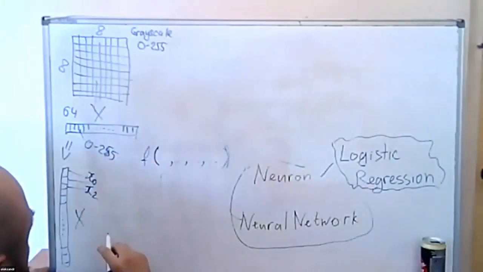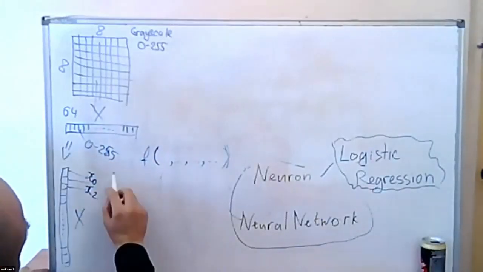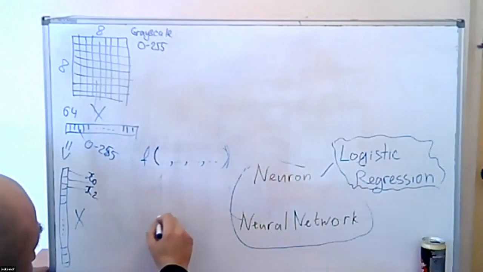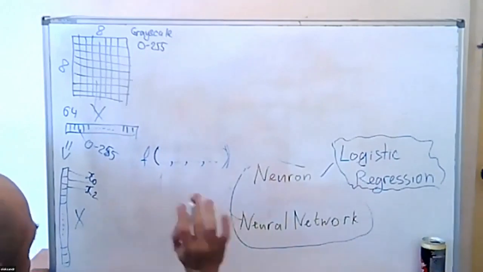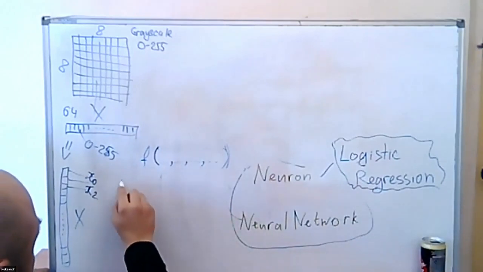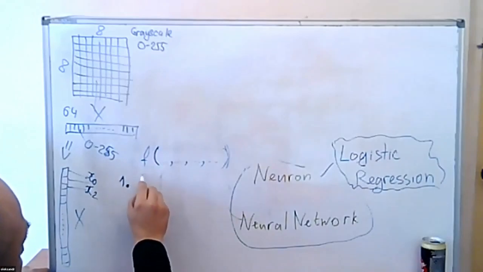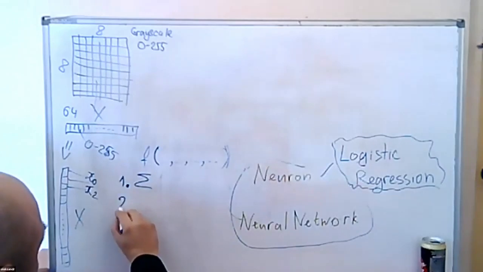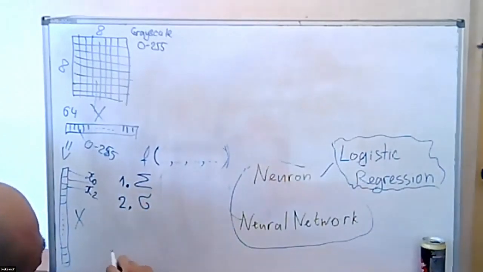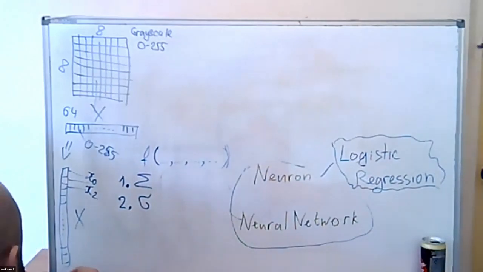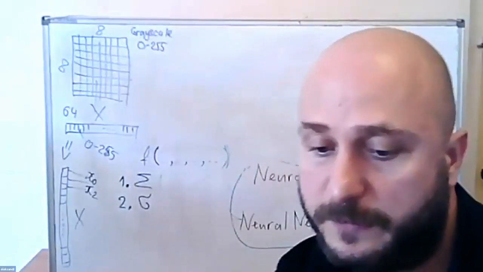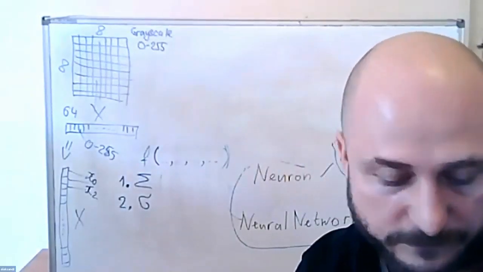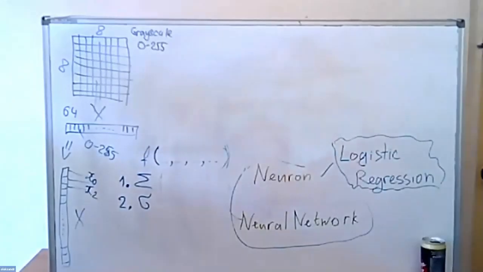Logistic regression. And what logistic regression does, it's just two steps. First step is finding the sum, and second step is taking sigmoid function from the result. And you can now open the document I've shared with you, the very first link I have shared with you.